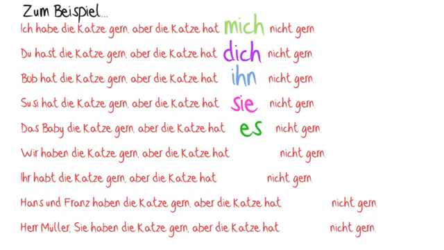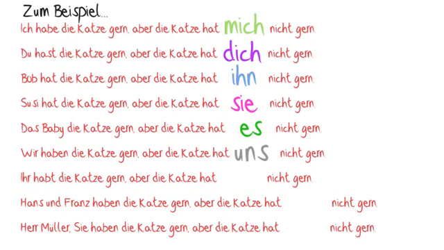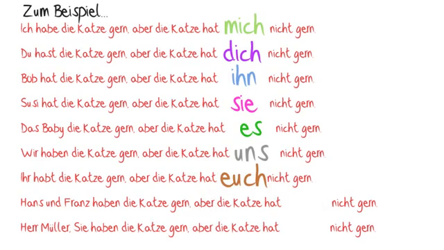In the next sentence, wir is the subject pronoun. But we couldn't say, die Katze hat wir nicht gern. We need the accusative case pronoun instead. Die Katze hat uns nicht gern. Ihr is also a subject pronoun, so instead of die Katze hat ihr nicht gern, we'll use the direct object pronoun. Die Katze hat euch nicht gern.